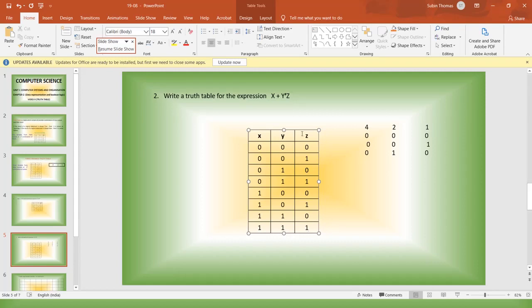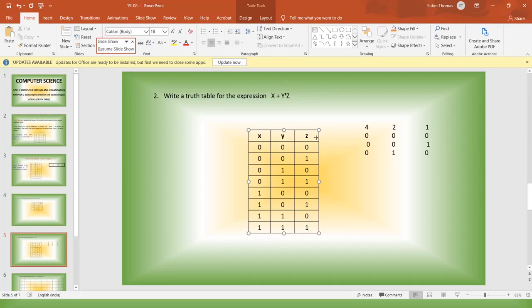And see that here x plus y complement z. All 3 operations are coming: AND, OR, and complementation. So which will be executed first? Complementation will be done first. Complementation has the highest precedence, so complementation will be done first.